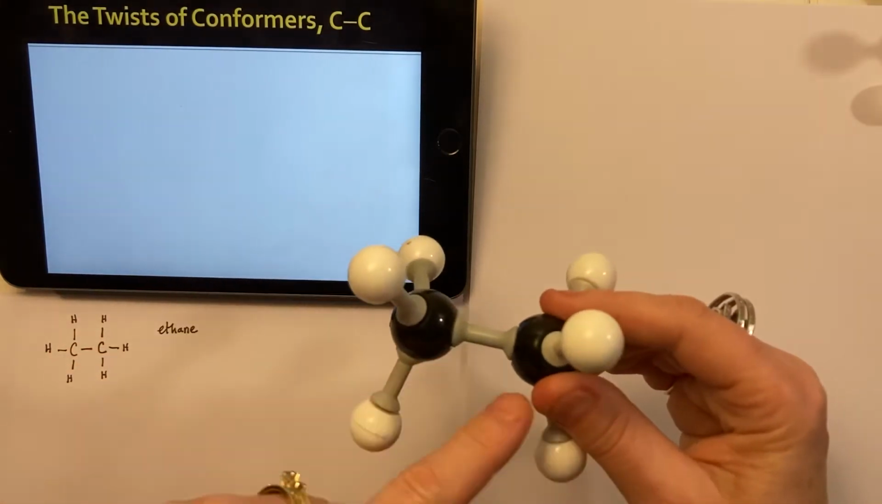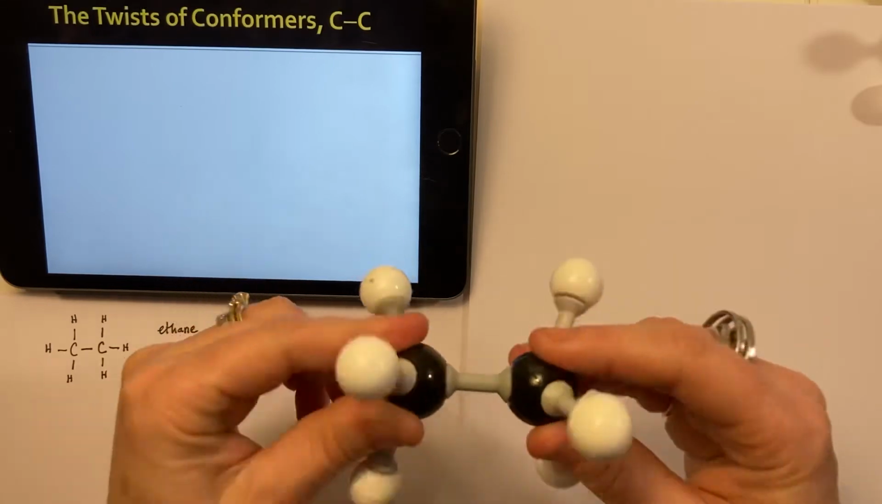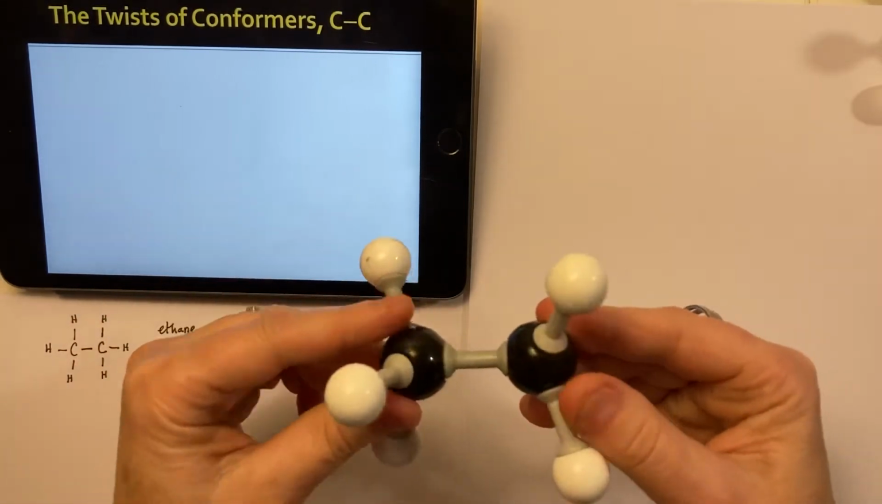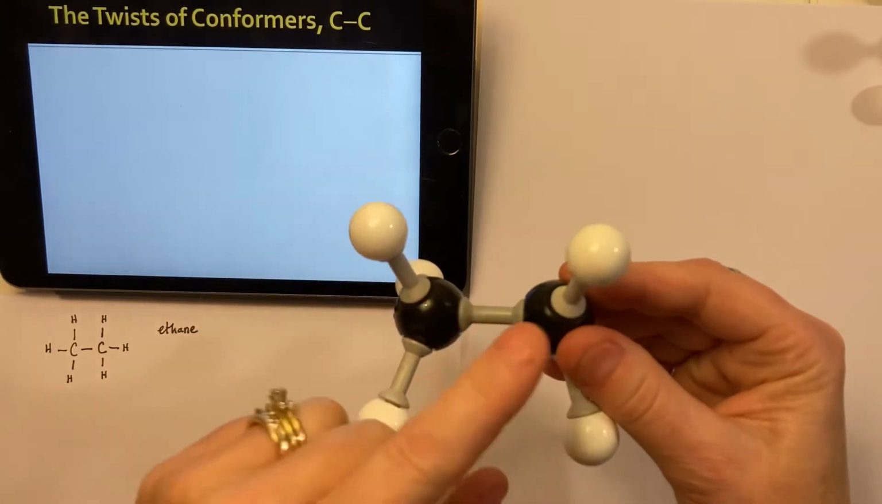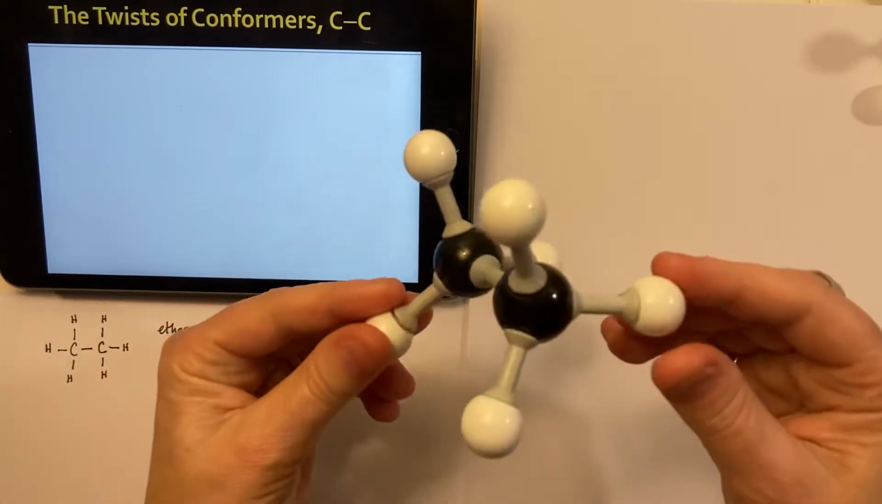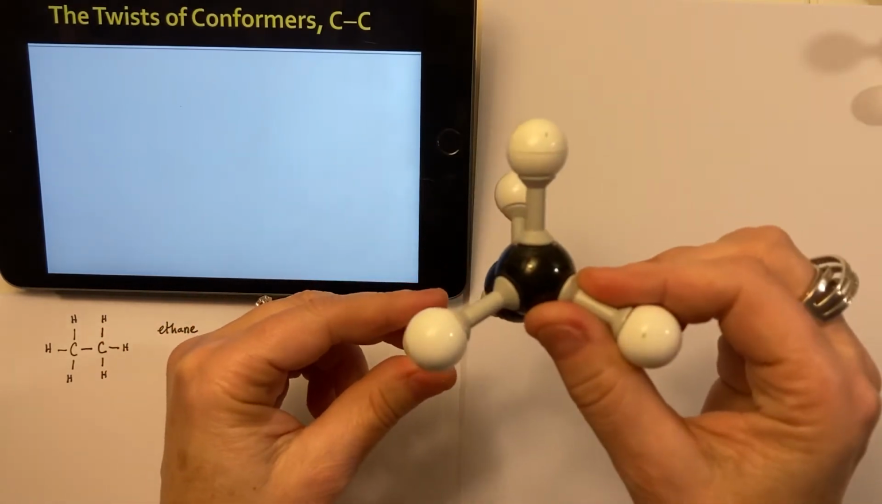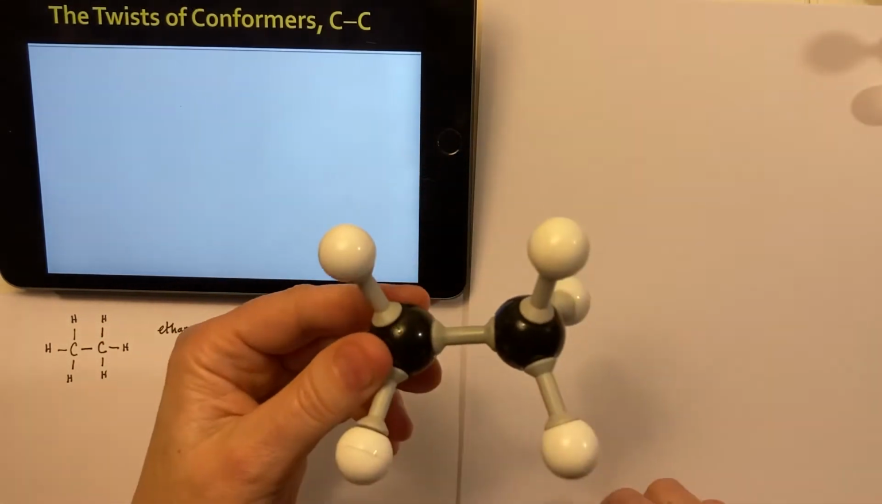So I'm just thinking around this carbon-carbon single bond, how twistable it is, and how might I arrange these hydrogens relative to each other? Like what if I line them all up? It's an interesting arrangement. When I line them all up, it's got a nice symmetry.